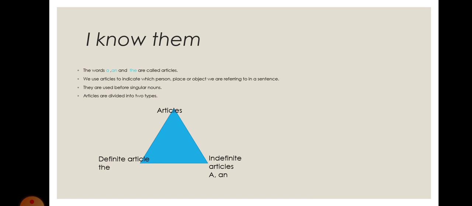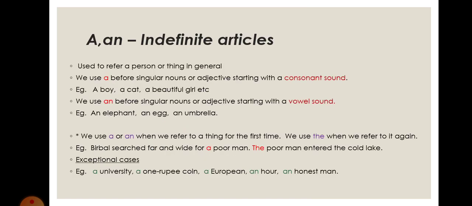So now we will see what these indefinite articles are. A and an are indefinite articles. We use these indefinite articles to refer to a person or thing in general. So it means that whenever we use these indefinite articles, we are getting an idea about that particular noun or that group of nouns.